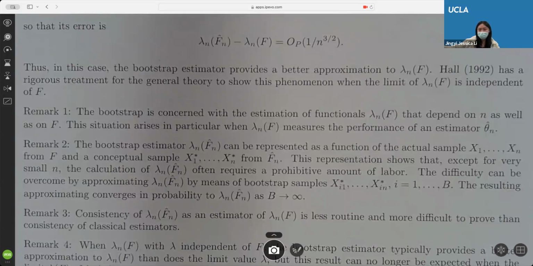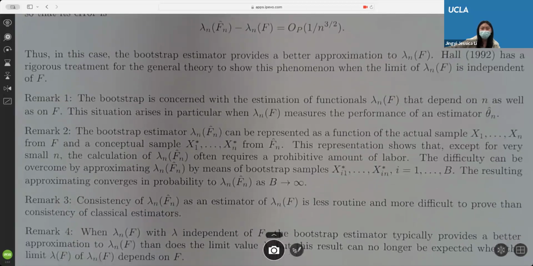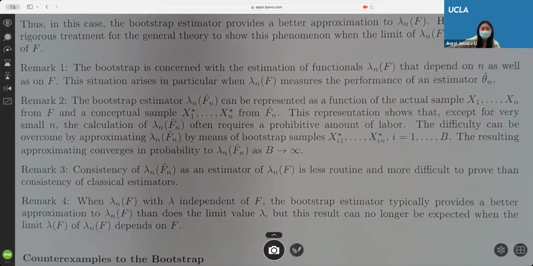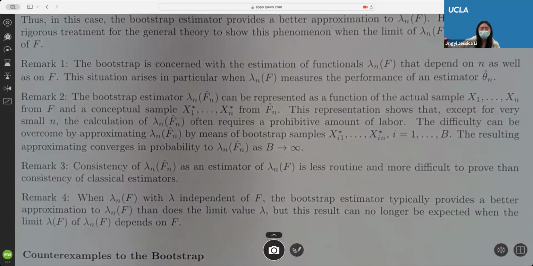This is something we said, right? Stage 2, Monte Carlo approximation. Remark 3. Consistency of lambda_n(F_n-hat) as an estimator of lambda_n(F) is less routine and more difficult to prove than consistency of classical estimators. Yeah, because classical estimators just deal with lambda(F), the limit.